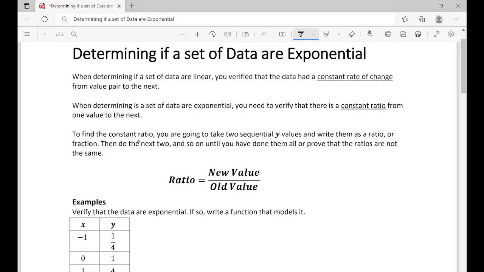So to find the constant ratio, you're going to take two sequential y values and write them as a ratio or a fraction. Then you're going to go to the next two and so on until you've done them all, or while you're working on it, you can prove that the ratios are not the same. So this is what we're going to use here. We need to find the ratio, and it's always going to be the new value divided by the old value.